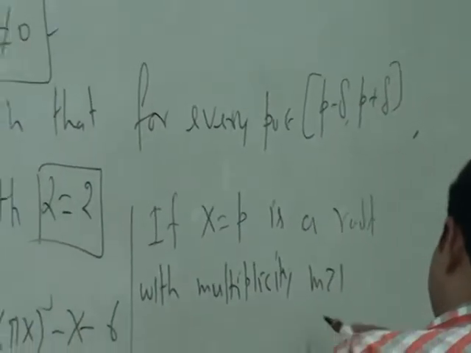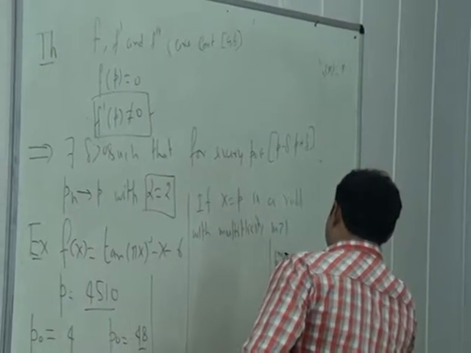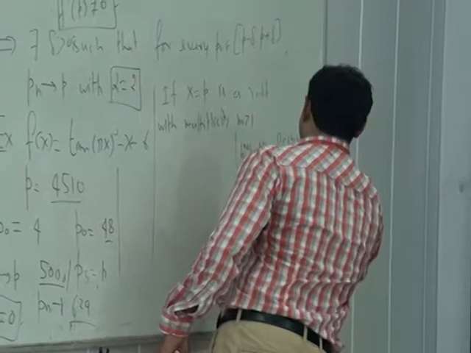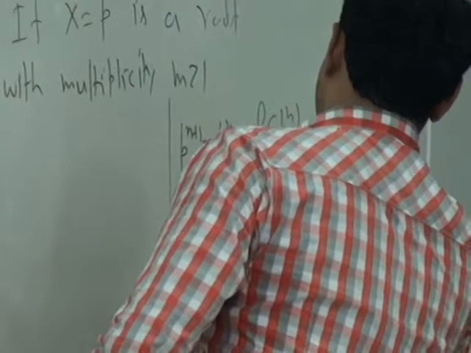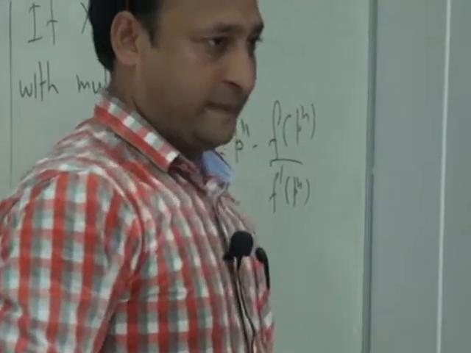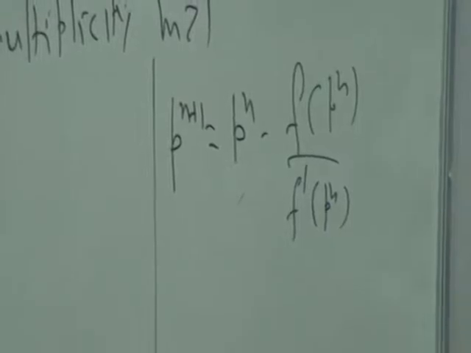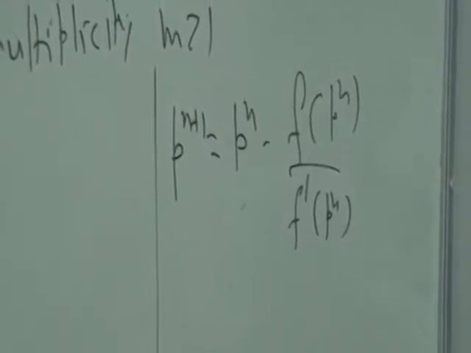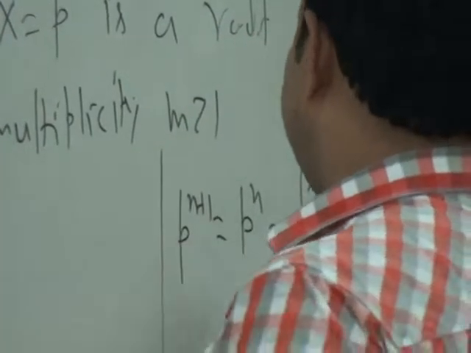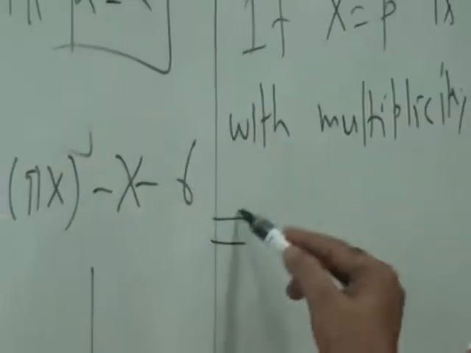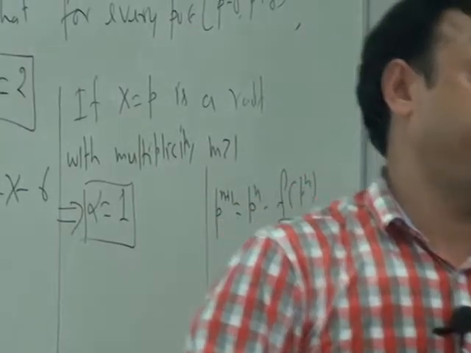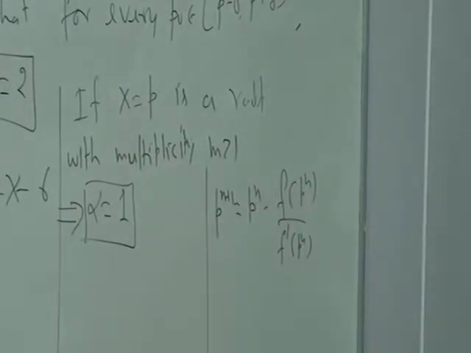Let me write down again. Your scheme is P(n+1) equals Pn minus f(Pn) divided by f dash (Pn). So this will create a problem, correct? f dash (Pn) also will create a problem. If you have a root with multiplicity, the idea is the same. In this case, if you follow the same definition, yes, this will converge, but you get alpha equal to 1.